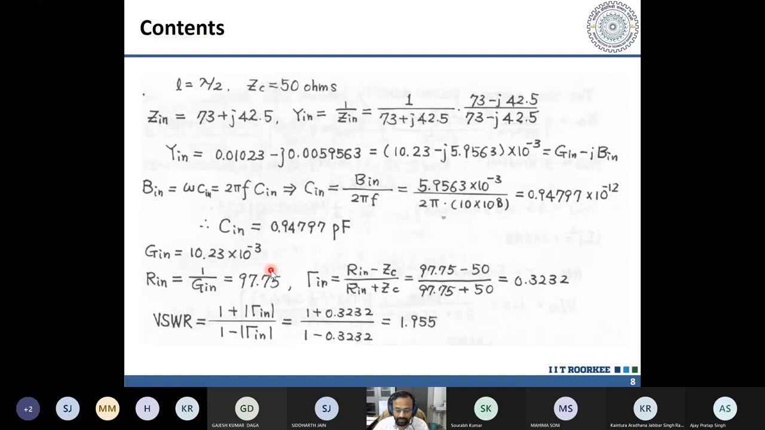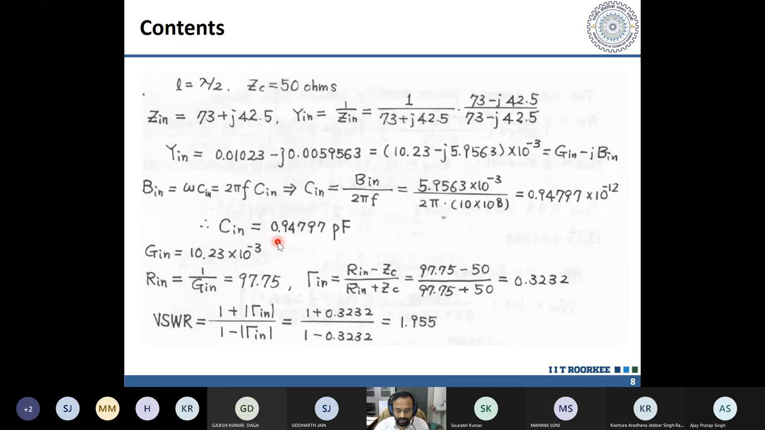Can anybody tell me what other matching network may be required? What is the other simplest matching network you are aware of to transform this 97 ohm, close to 100 ohm, to 50 ohm? Quarter wavelength. Quarter wave transformer, right? Because we are matching from real to real impedance, we can transform this 100 ohm to close to 50 ohm with a quarter wave transformer.